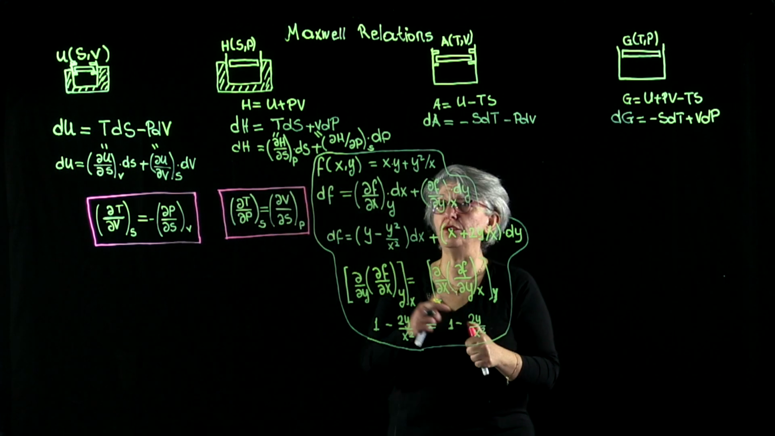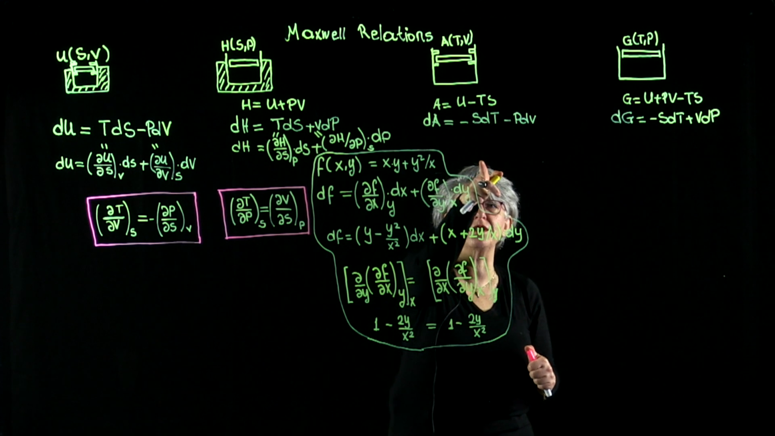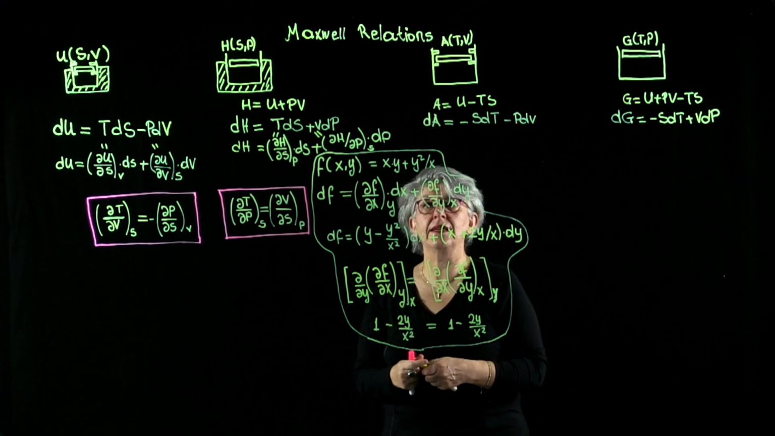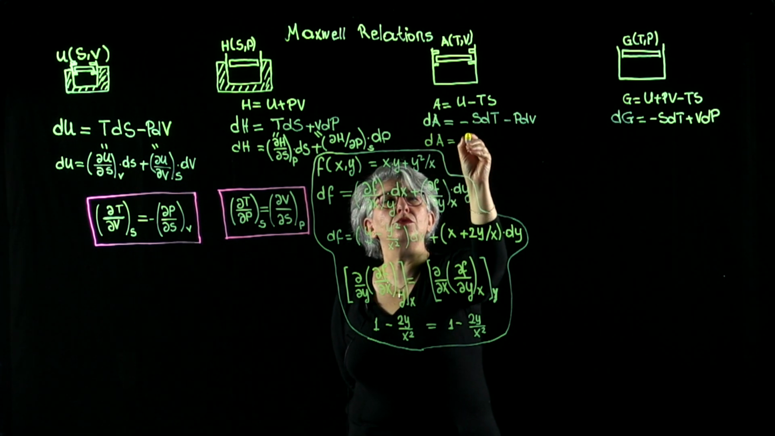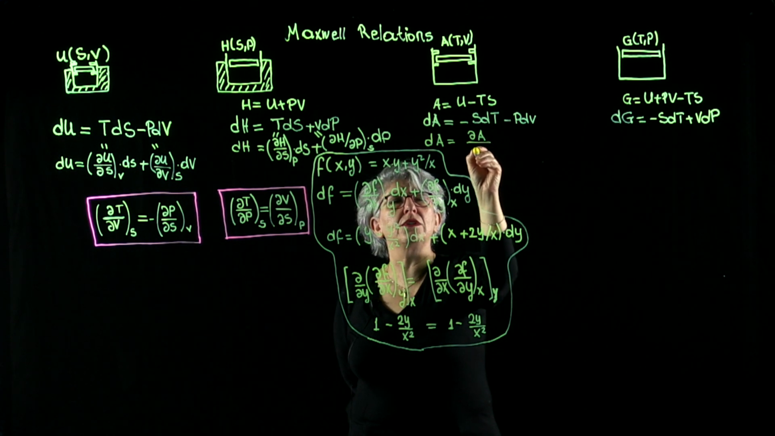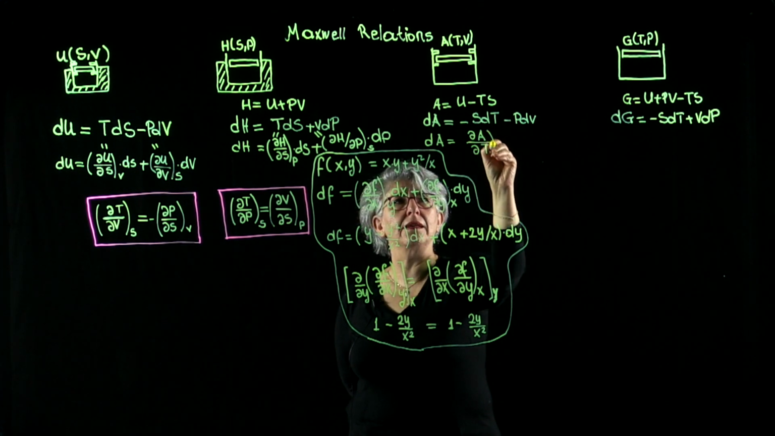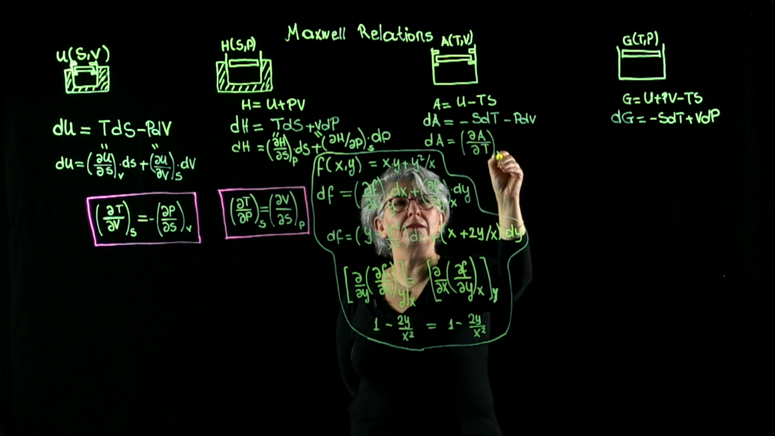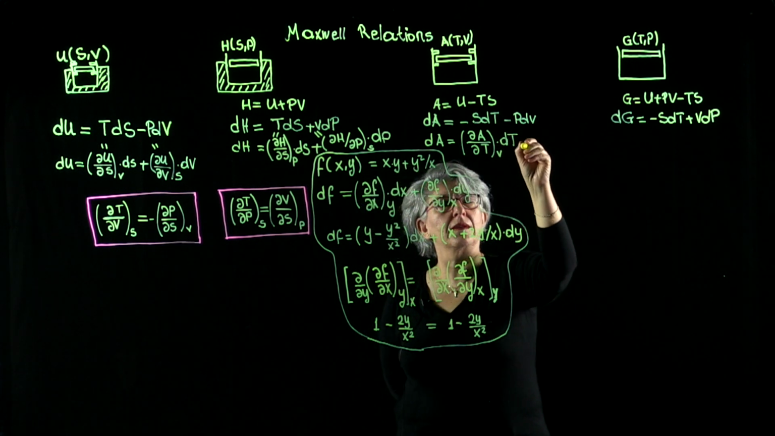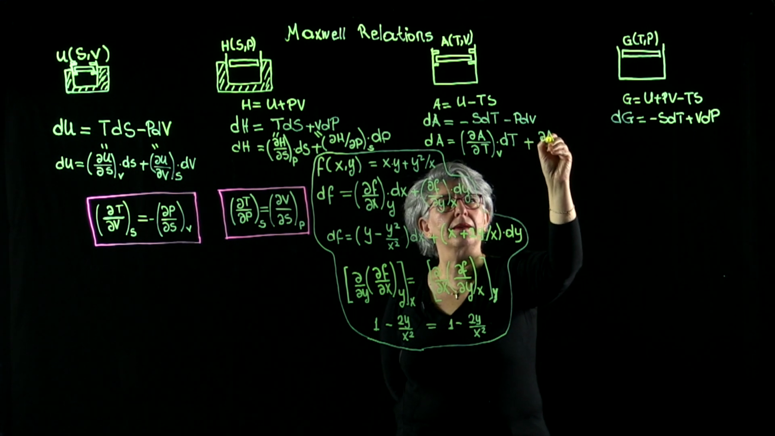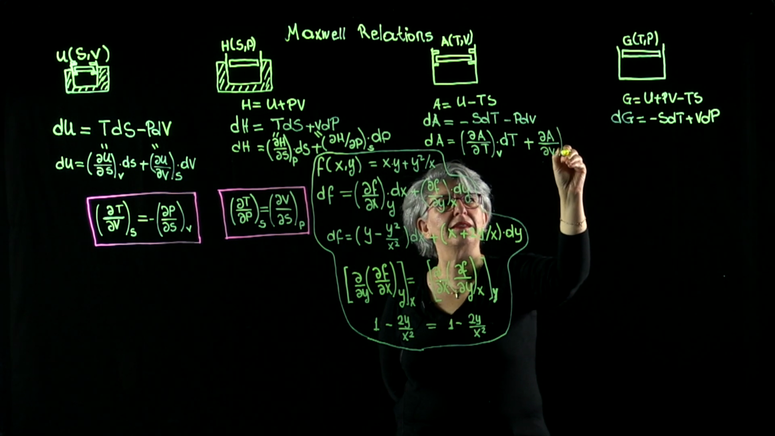So now we are going to do the same for Helmholtz free energy and Gibbs free energy. Now dA is equal to del A over del T at constant V dT plus del A over del V at constant T dV.